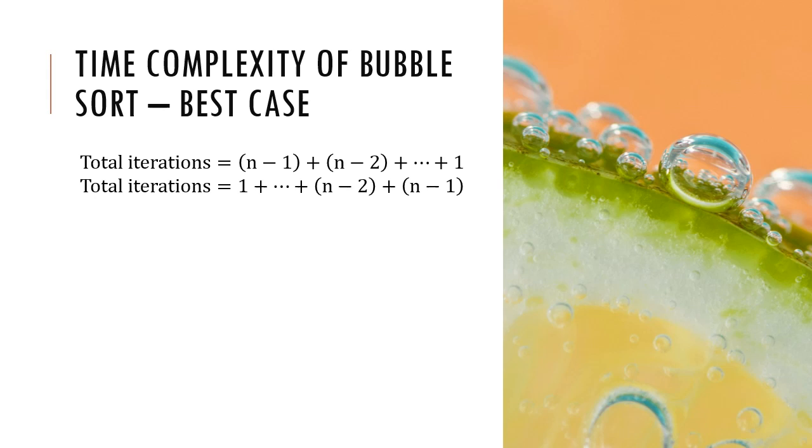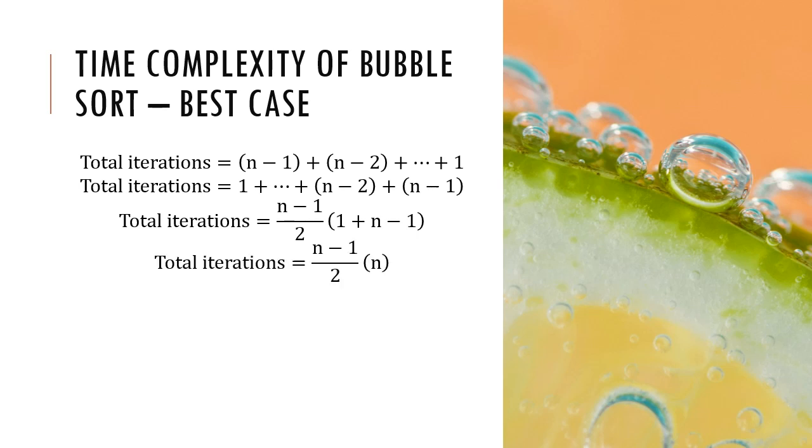We can reorder it and write it this way too, since addition is commutative. Total iterations are (n minus 1) divided by 2, times (1 plus n minus 1). This is the formula for summation of an arithmetic series. Total number of elements is n minus 1. The first element is 1, the last element is n minus 1. So total iterations are n times (n minus 1) divided by 2.